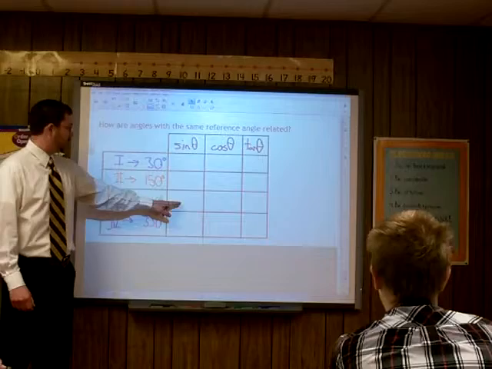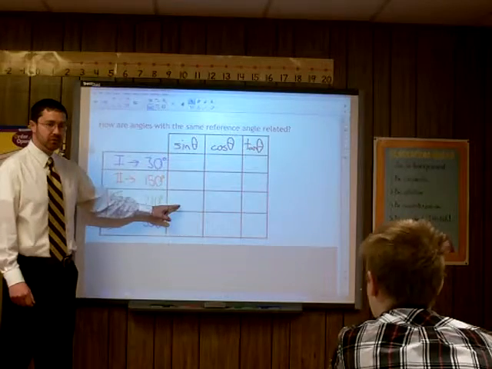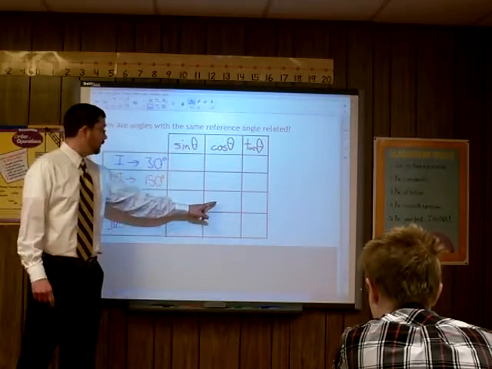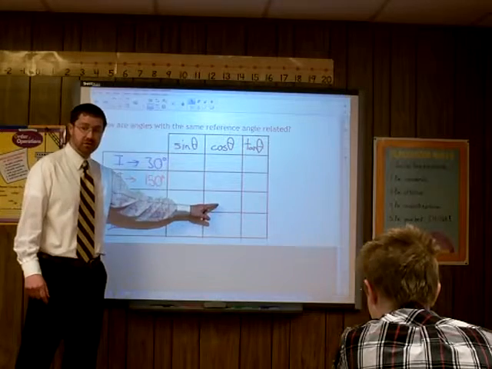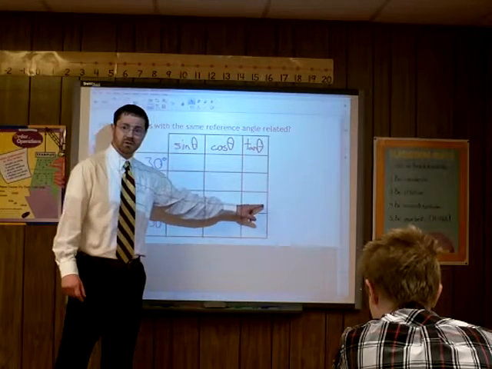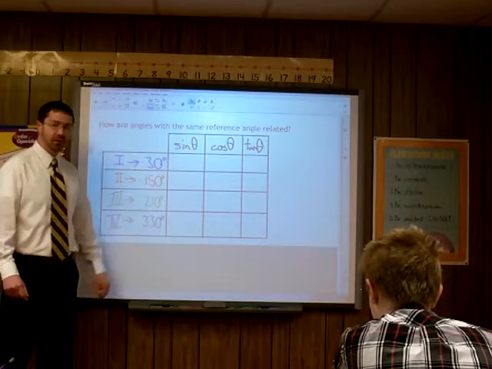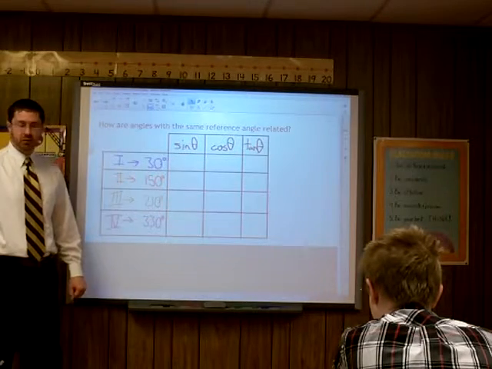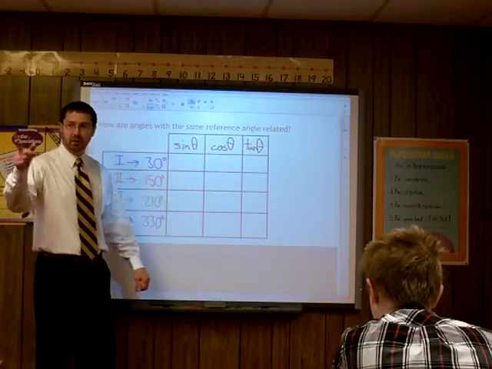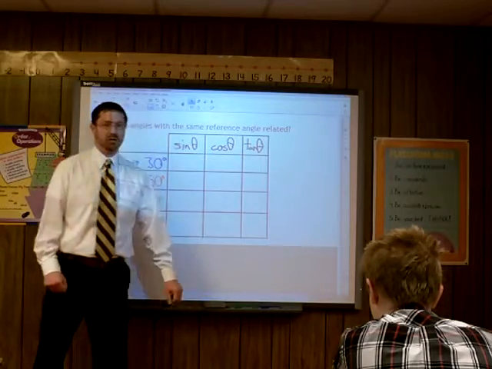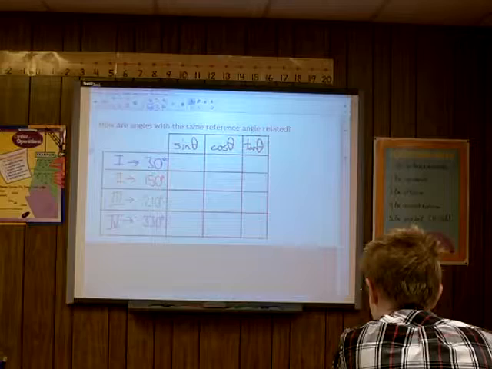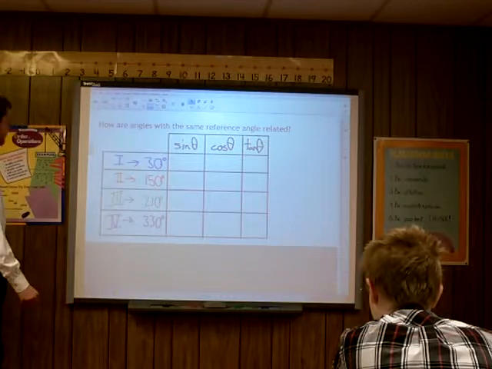Jacob, if you could get the sine of 210 degrees. Ari, the cosine of 210 degrees. Aaron, the tangent of 210 degrees. And then Cal, the sine of 330. Chrissy, the cosine of 330. And Joseph, if you could get the tangent of 330. That worked out well. Everyone got one?